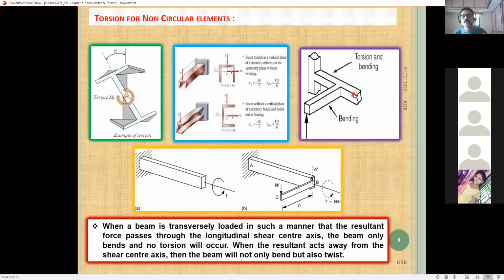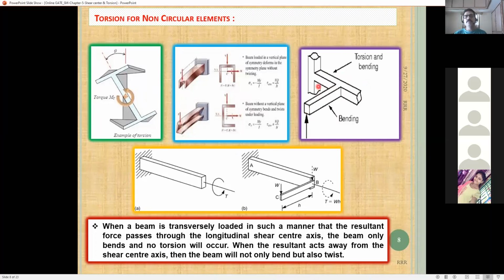But this beam twists. Twisting means you have to assume this behavior. The cross section also will twist. So this is the basic concept of torsion and the difference between torsion and bending. Now everybody is clear what is normal bending and what is torsional bending or torsional moment.